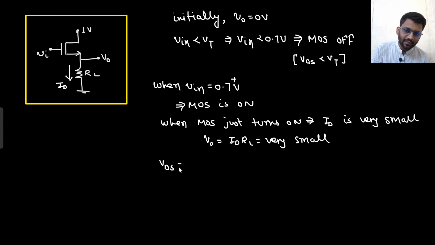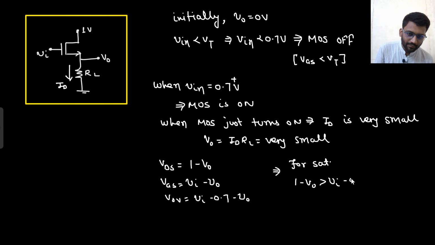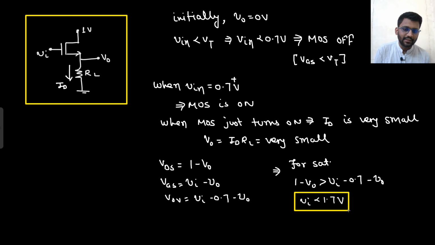Let's check the region of operation. What is VDS here? VDS is 1 minus V naught. What is your VGS? V in minus V naught. What will be your V overdrive? That would be V in minus 0.7 minus V naught, right? For saturation, VDS should be greater than V overdrive. So V in should be less than 1.7 volt. For saturation, your V in should be less than 1.7 volt.